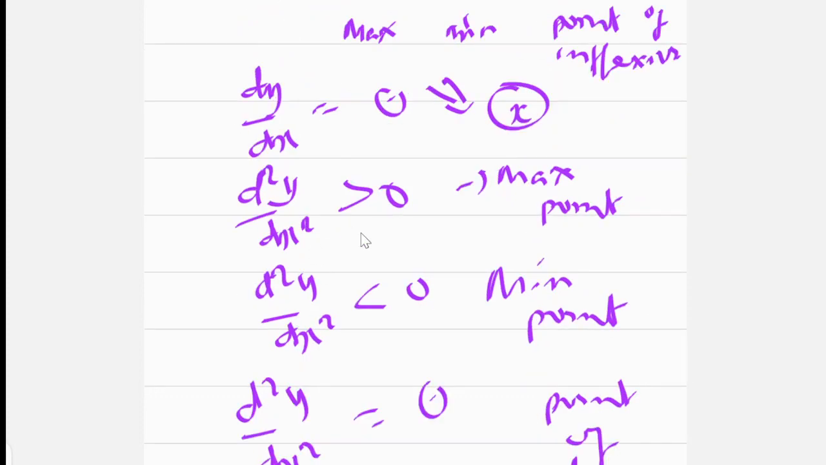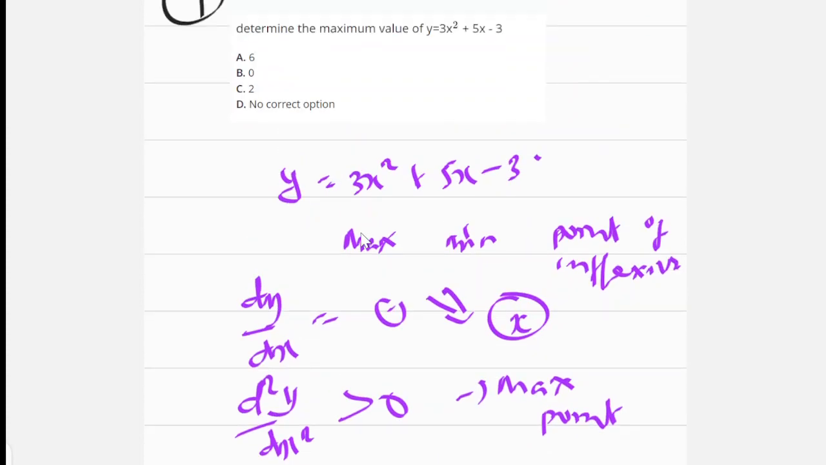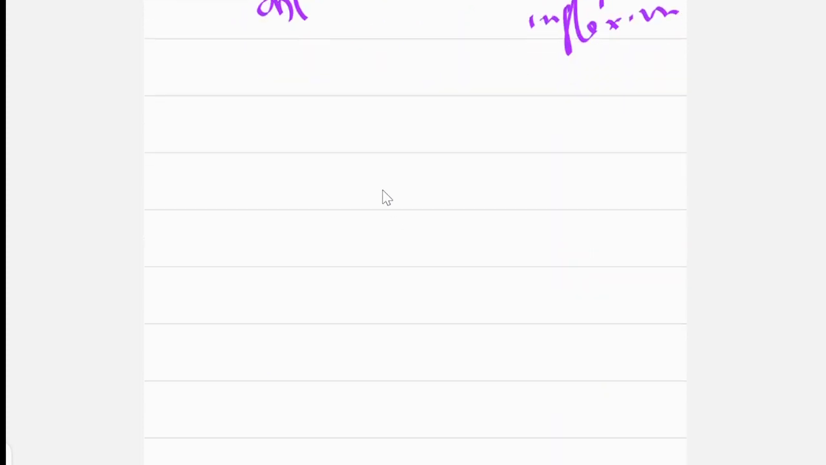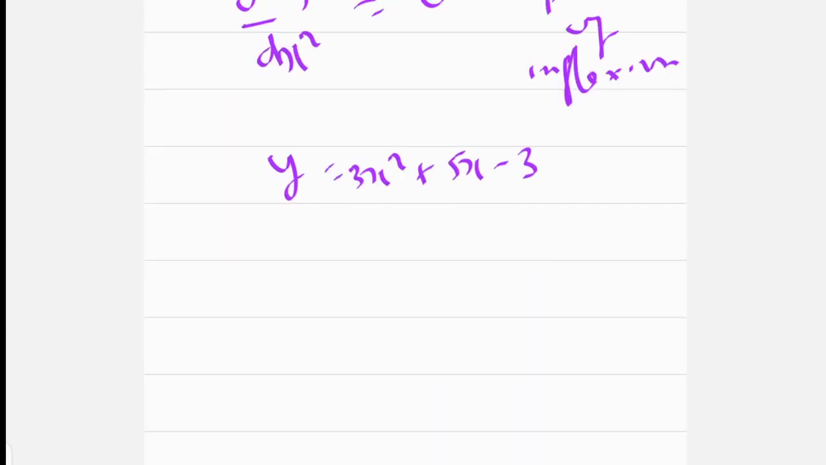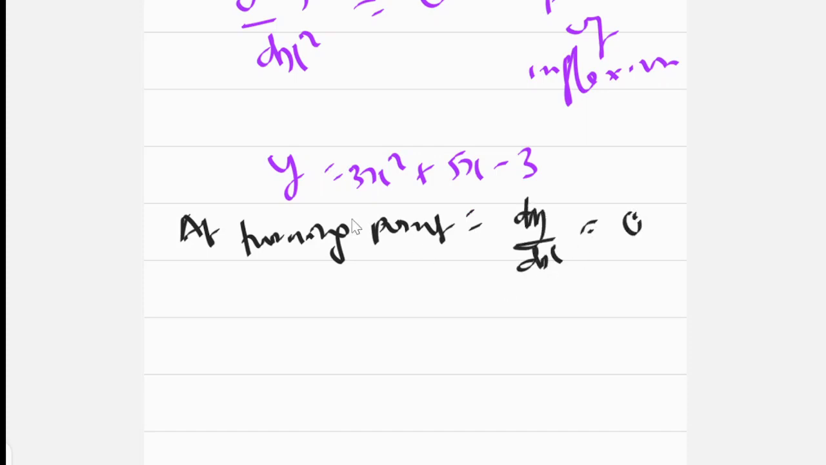So, okay, now let us go back to our question again. The question says determine the maximum value of y equals 3x² + 5x - 3. Is that so? Yeah. Okay. So although we have to find the maximum value, before that, what happens at a turning point? You have that your dy/dx equals 0.